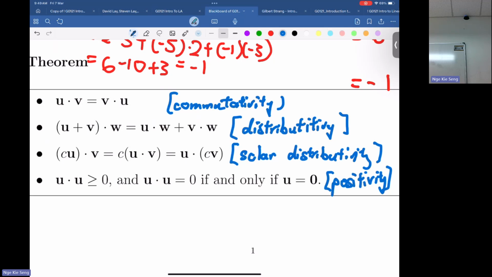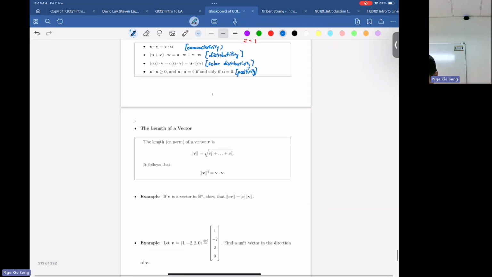If your dot product is 0, there's only one thing that could happen. That is, the u has to be 0. This follows from the positivity. If you have all the positive stuff, it has to be 0, right? No negative stuff. The only case it could happen is if everything is 0, because you don't have a negative number to help you. So it has to be 0. This one is interesting.